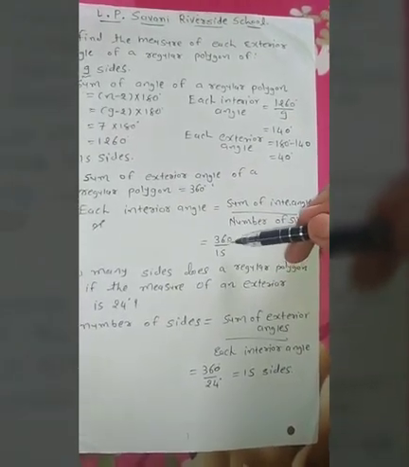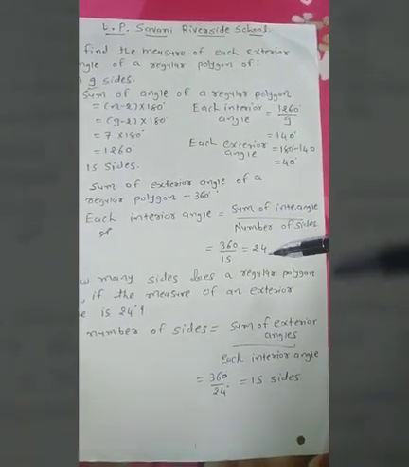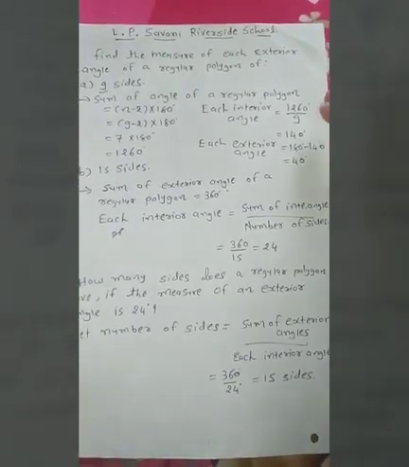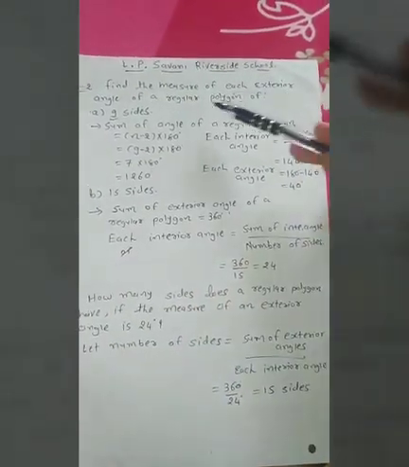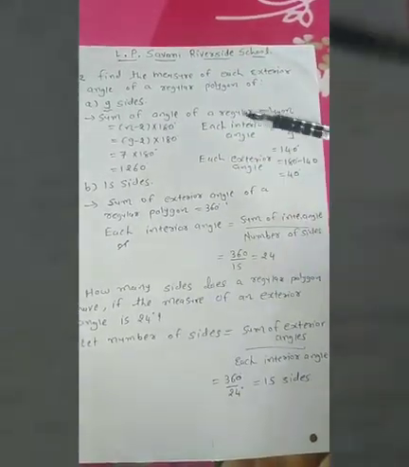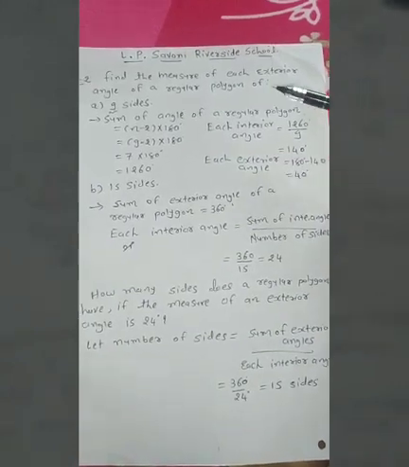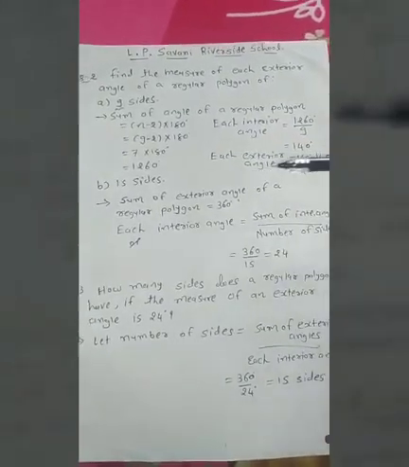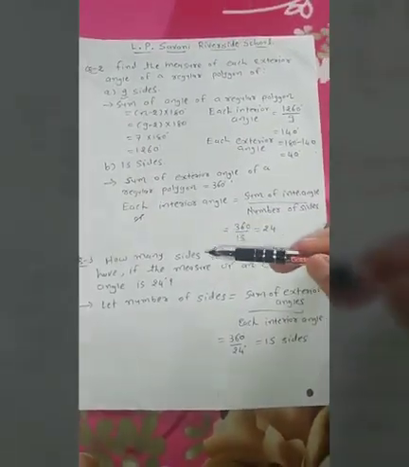So in this way, after dividing 360 by 15, it gives 24. Okay, so in this way, by using the sum of angles of a regular polygon equation and the interior and exterior angles equations, you can solve any kind of polygon problem. Okay, let's go to question number 3.